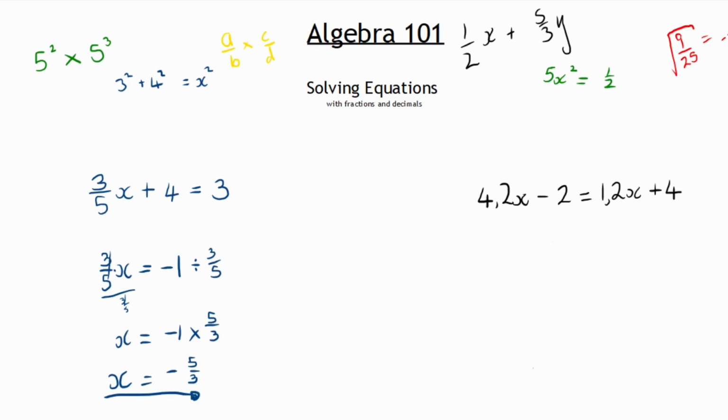Now again, bearing in mind that we want to end with x being equal to our answer, we need to get all our terms that have a variable to one side of the equation. And so I will bring them to the left. I would subtract 1.2x on both sides, which leaves me with 1.2x equaling to 4 on the right-hand side.